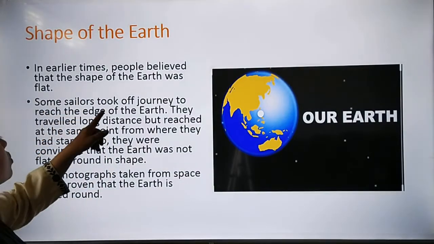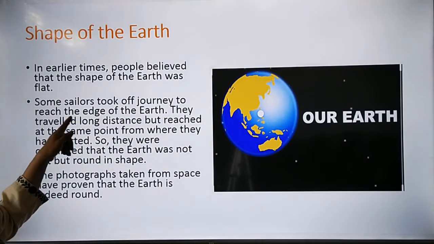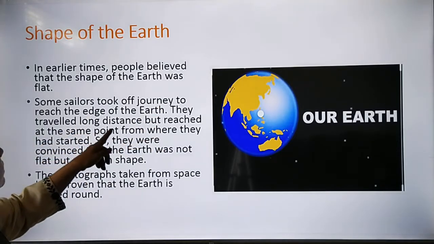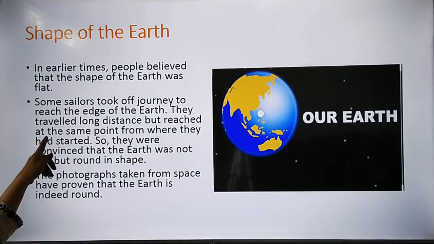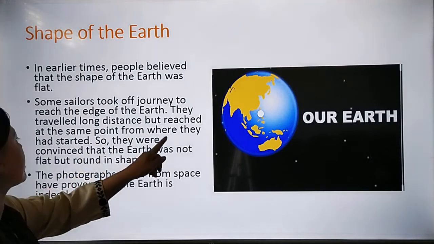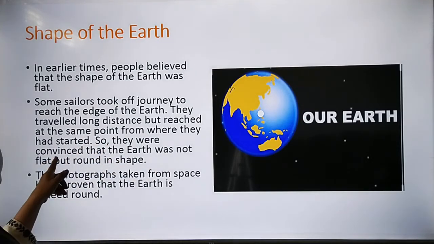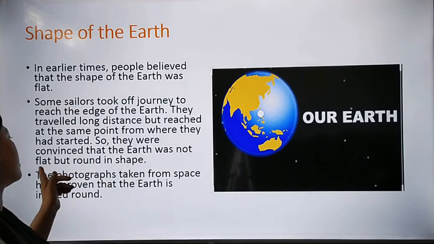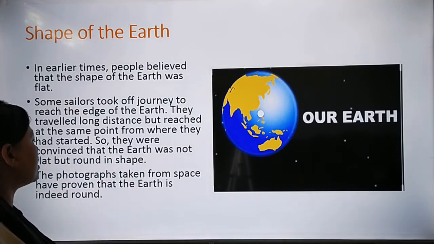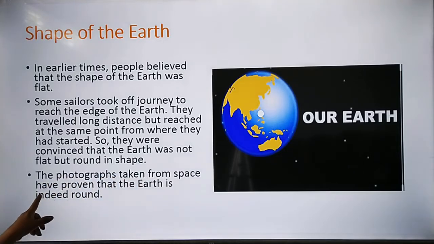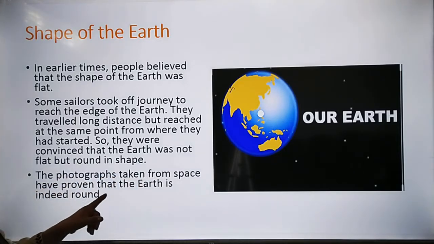Some sailors set off on a journey to reach the edge of the earth. They traveled a long distance but reached the same point from where they had started. They were convinced that the earth was not flat but round in shape. The photographs taken from space have proven that the earth is indeed round.